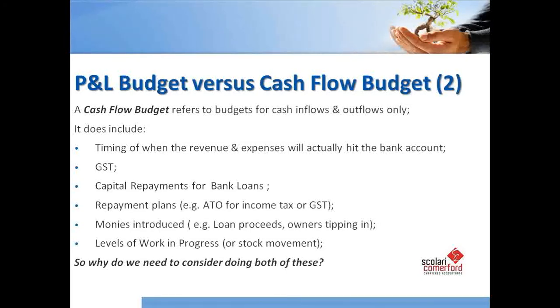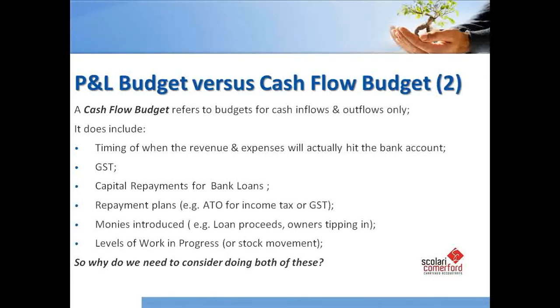And there's all sorts of calculations that can be done to have an idea of what is happening. Also, how quickly you might be paying your suppliers. A cash flow budget will also look at GST collected and GST paid out. It will show capital repayments for bank loans, so it will show the principal amounts, and it will also show repayment plans, so things such as the ATO, monies introduced for loans put in, and stock movement.